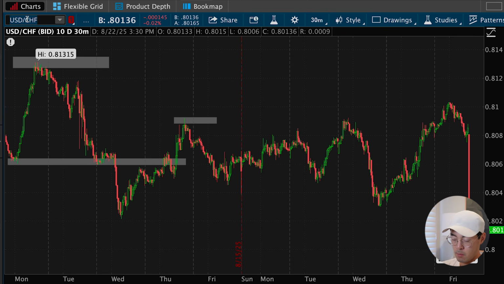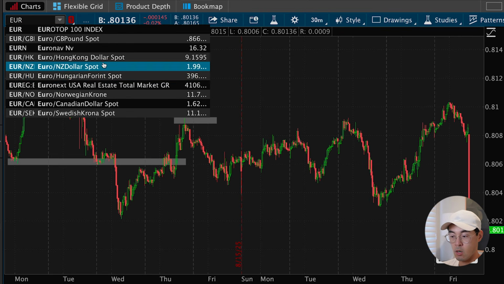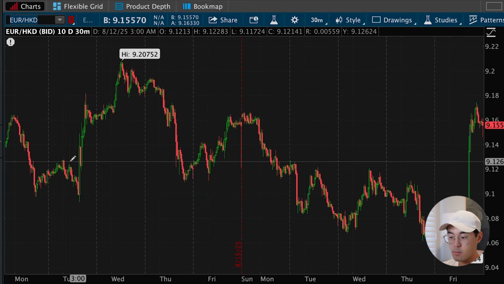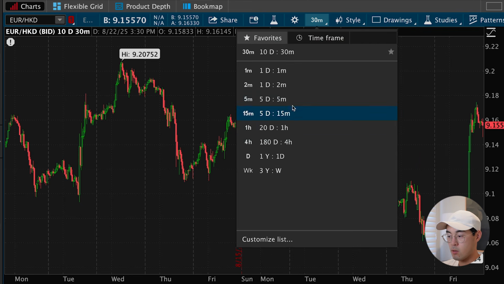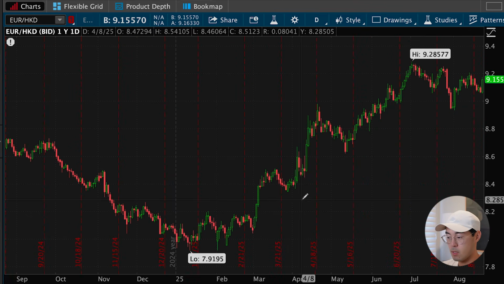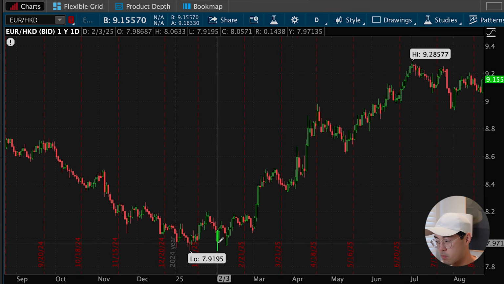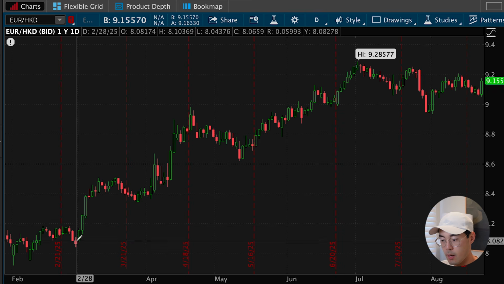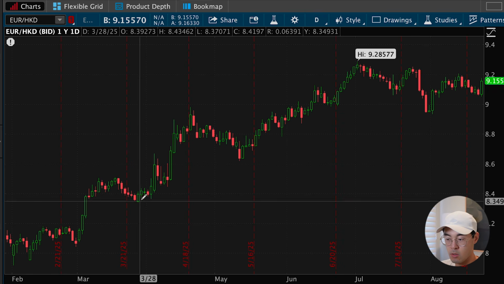We can do another one, maybe euro versus Hong Kong dollar. Maybe on the daily now. Let's go to the daily. You can see A, B, C, D, E, F, G, right? Zoom in here. A, B, C. This is our new low.